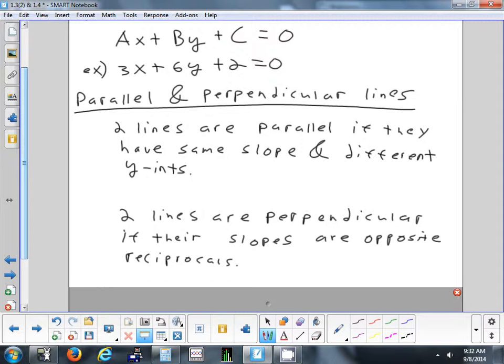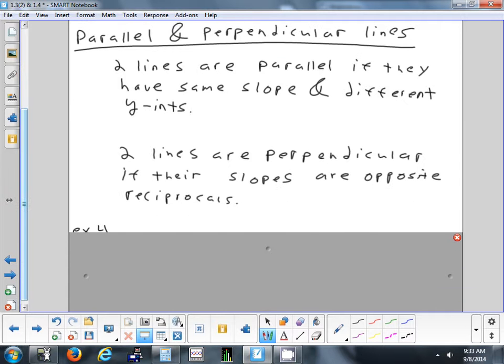Okay, perpendicular, a little bit trickier. Two lines are perpendicular if their slopes are opposite reciprocals. So two things have to happen. The slopes have to be opposites, so if one's positive, the other one's negative. And they have to be the reciprocal. So if one had a slope of 2/3, the reciprocal is 3/2. So an example would be 2/3 and negative 3/2. Those are slopes that are opposites and they're reciprocals.